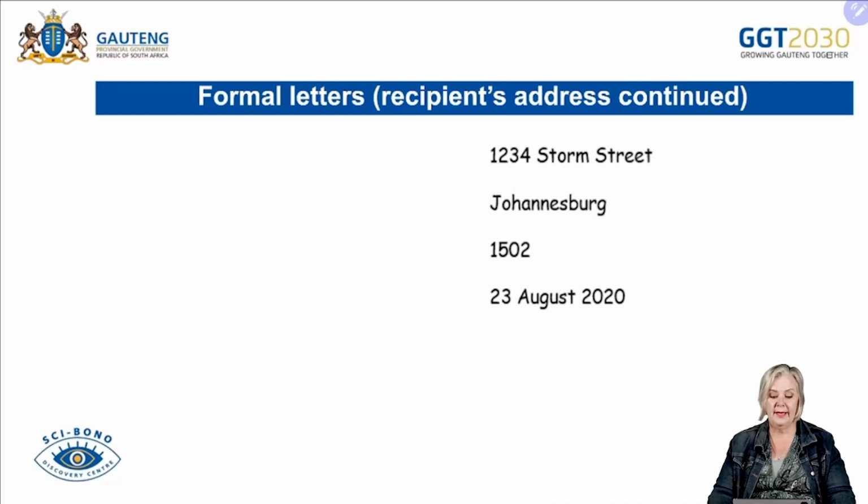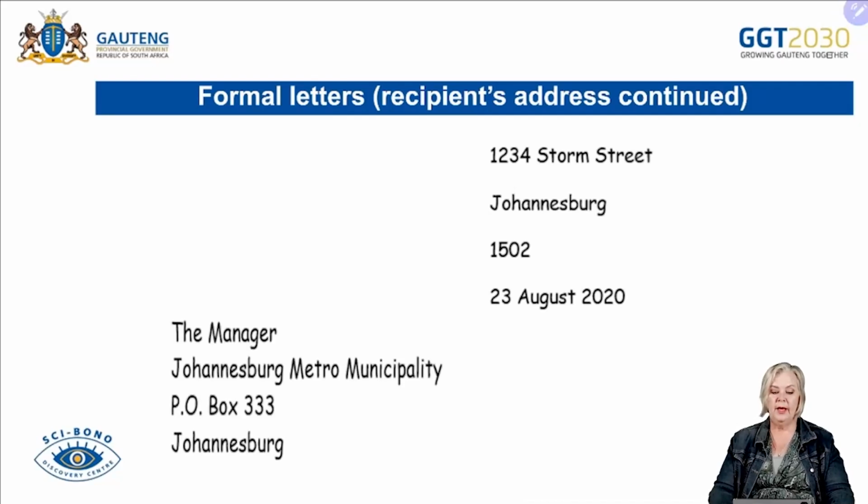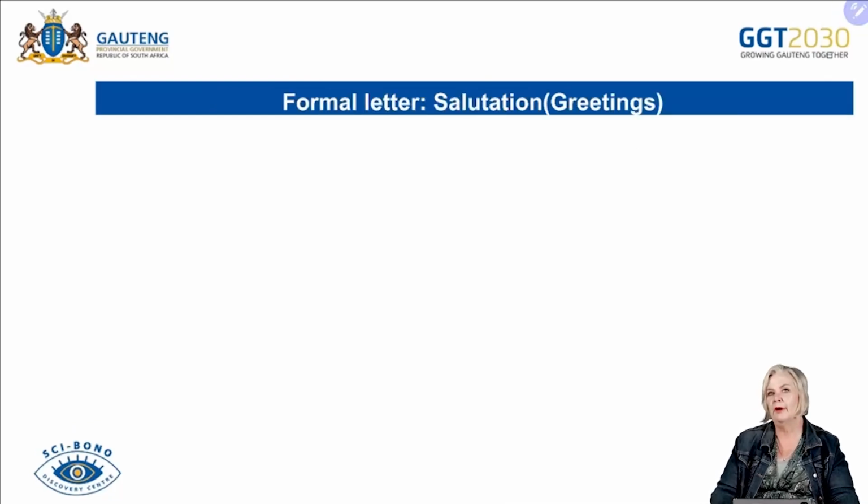The recipient's address. Then we refer to the person we are addressing the letter to. The Manager, Johannesburg Metro Municipality, PO Box 333, whatever the address is, and very often that might be given to you in your topic, or you can create one as long as you know who you are addressing it to. Johannesburg 1502. Remember, you don't write the date there.